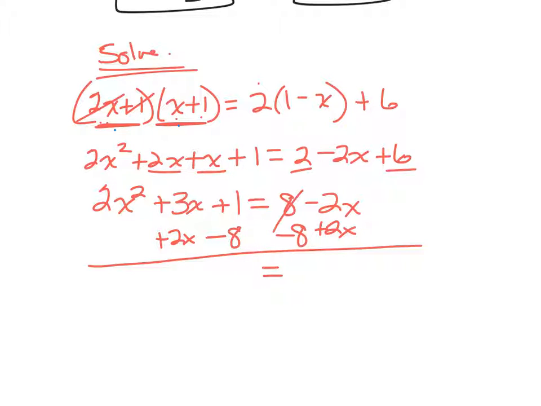So now the right side, everything cancels, and there's our 0. That's what we were after. And on the left side, I've got 2x squared plus 5x minus 7. And we got our 0. That's step 1, remember? Step 2 is to factor.